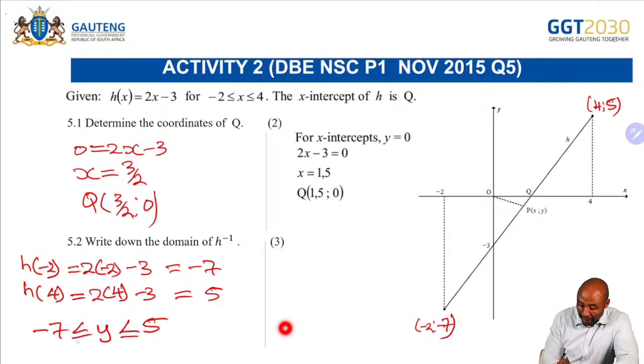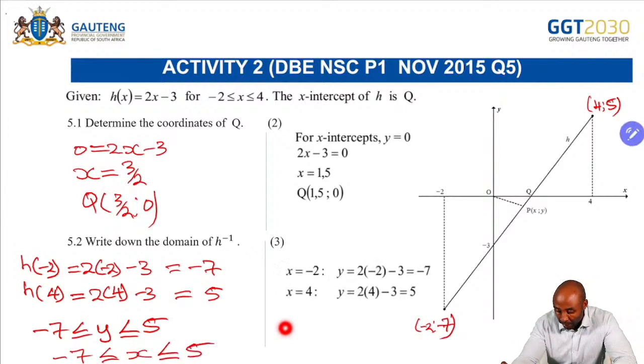Remember, whatever is the range here, on the inverse function, it becomes the domain. This domain here becomes the range. So it means our domain for H inverse will be -7 is less than or equal to x less than or equal to 5. You are able to see that there, and we get our domain as such.